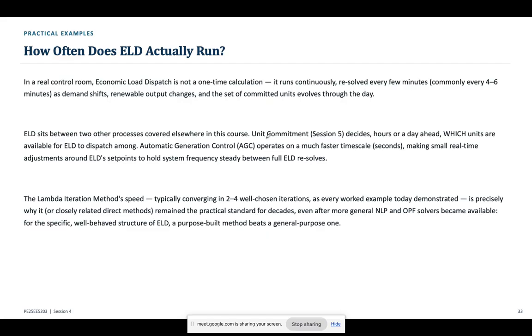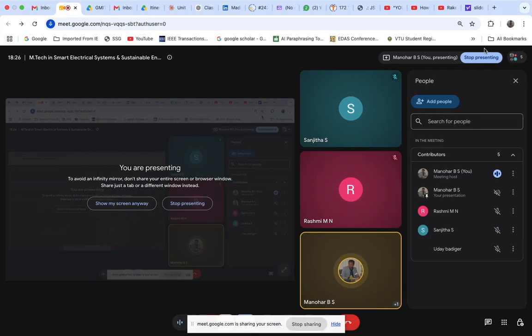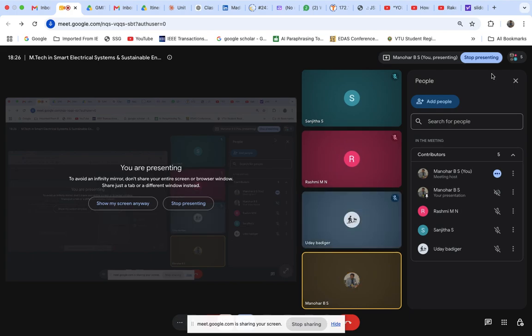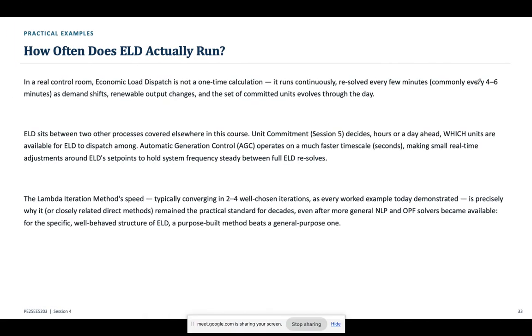When we look into this, ELD actually runs economic load dispatch. See, economic load dispatch is normally not a calculation performed once in the morning and then forgotten.